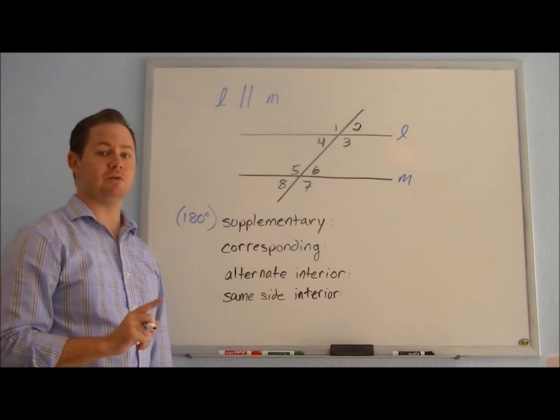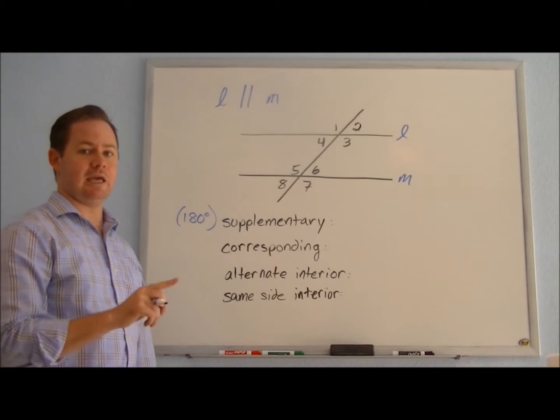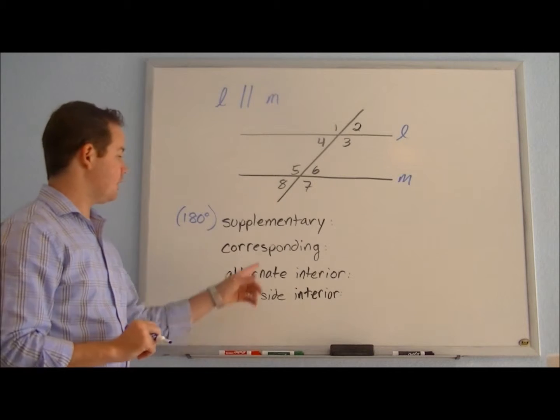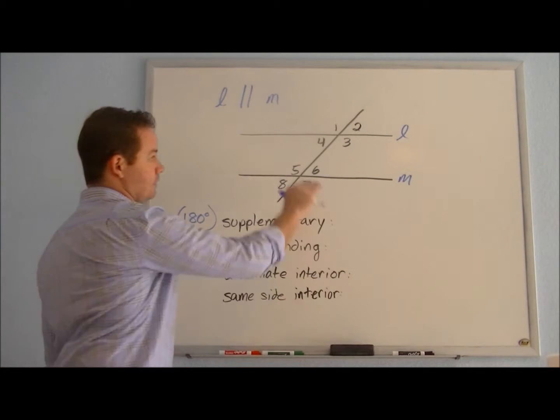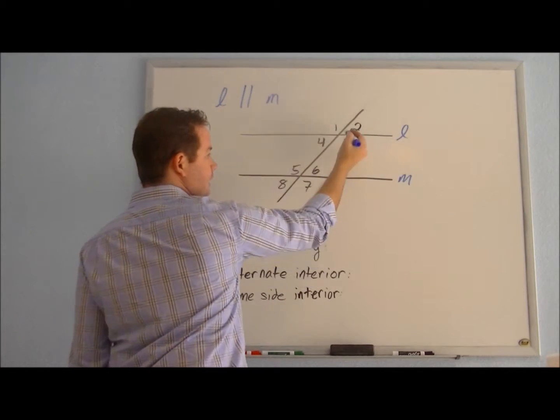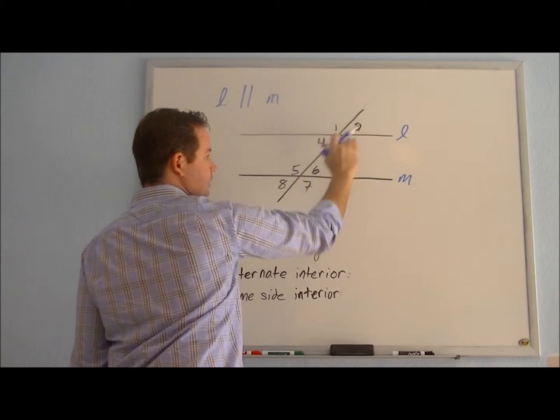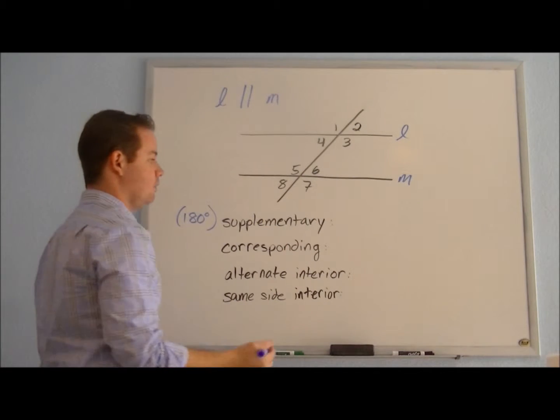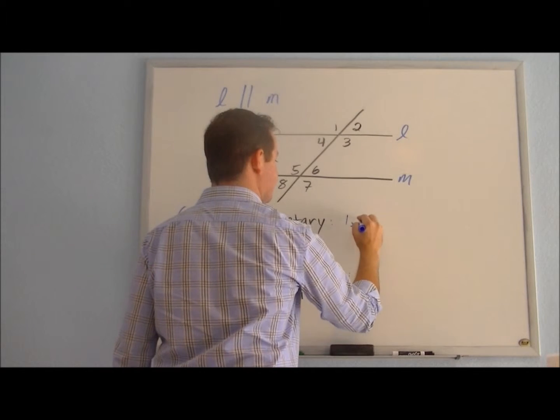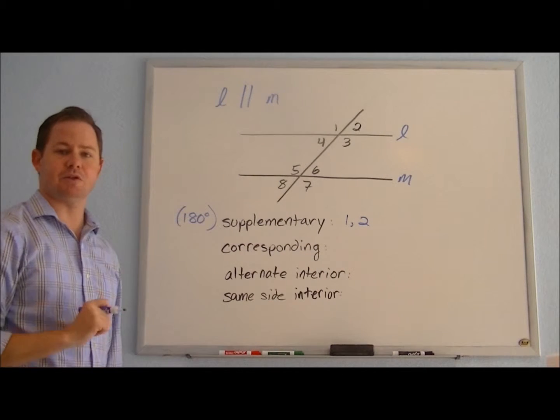And it's important to note that for any straight line, angles along that line are supplementary. So for example, if we look at line L, that straight line, angle 1 and 2 together make up that straight line. So 1 and 2 would be a pair of supplementary angles.